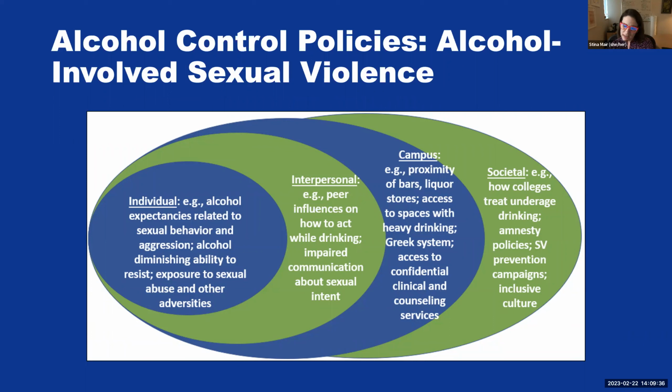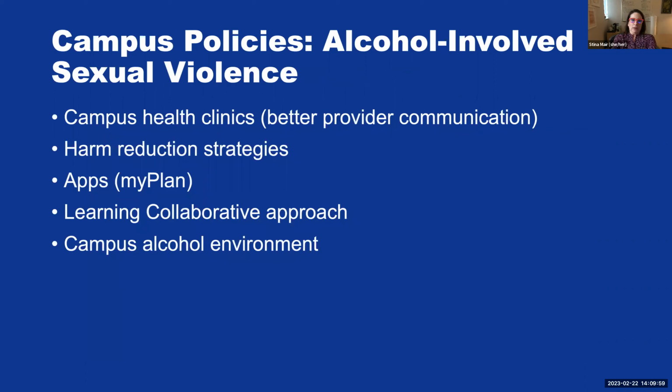And if we're thinking about college campuses, which is the focus of the work I'll be showing today, there are things like how many bars are on your campus, how much access students have to locations with heavy drinking, is there a Greek system, and how good is the access to clinical and counseling services. And then, of course, there are social, societal, structural factors as well upstream. If we think about what some of the campus level policies are that we can implement to reduce alcohol-involved sexual violence, we could think about, for example, better provider communication within a campus health clinic. There are a number of harm reduction strategies that we could implement that are potentially really useful.